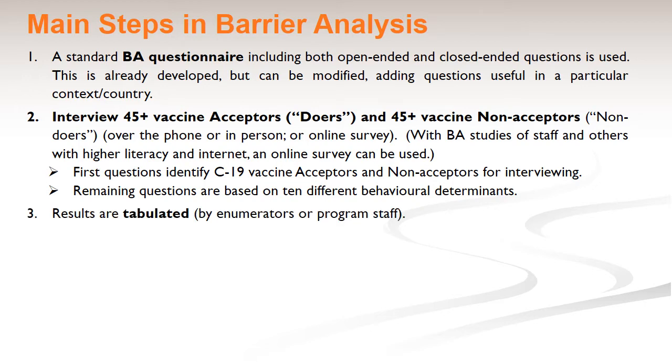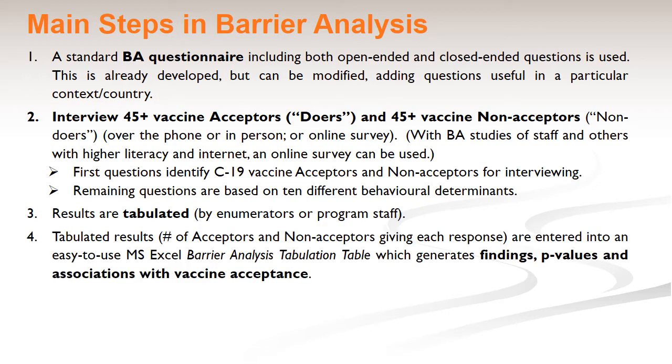Results are then tabulated by enumerators or program staff, and the tabulated results, like the number of acceptors and non-acceptors giving each response, are entered into an easy-to-use Microsoft Excel barrier analysis tabulation table, which generates findings, p-values, and associations with vaccine acceptance. We actually have set up one of these, the standard barrier analysis tabulation table, to exactly match the questionnaire that we're recommending you use, so that's available.